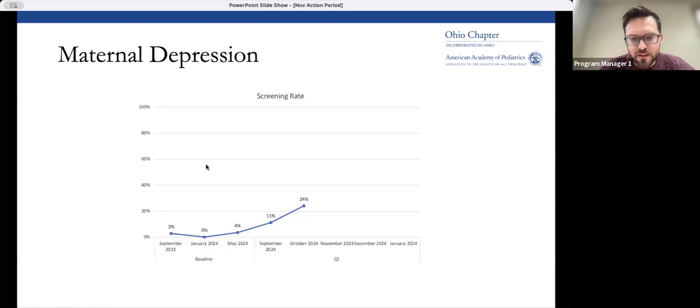And I'll just say real quick, for some of the baseline data, if practices were not able to track a certain field, they just entered 0. So that could also be some of the reason that some of the baseline data is low. Correct.